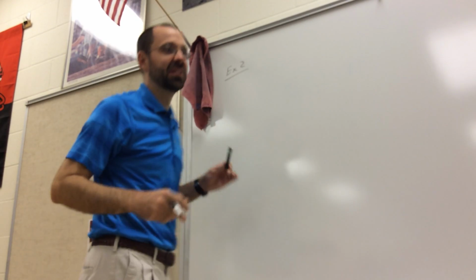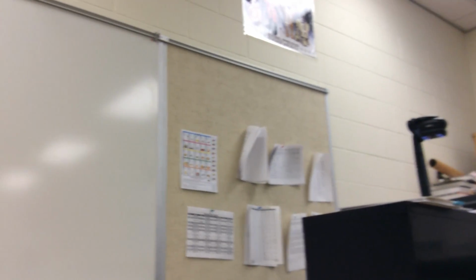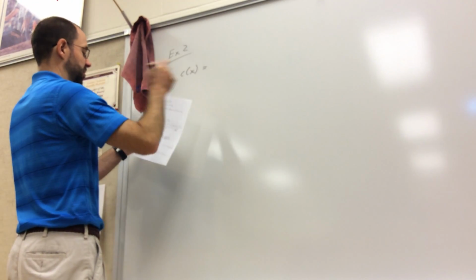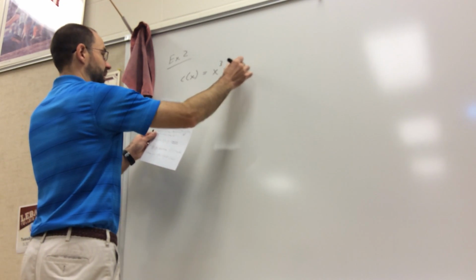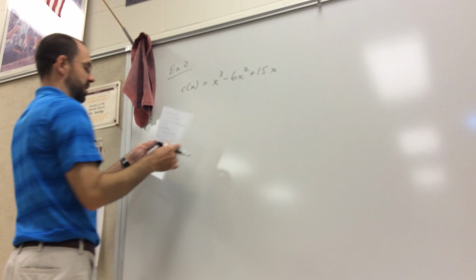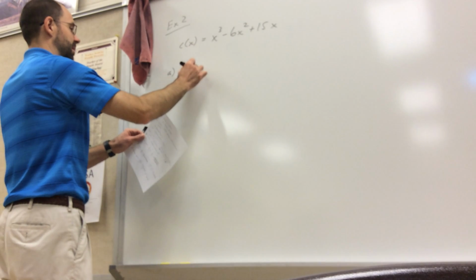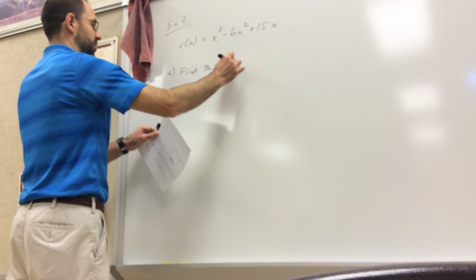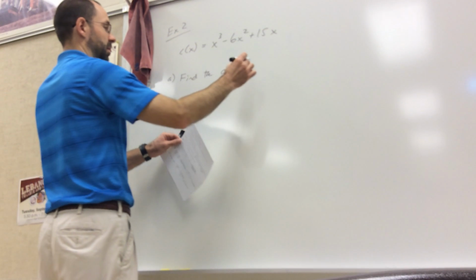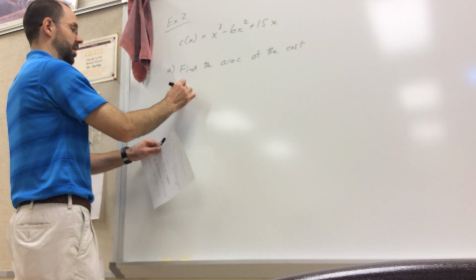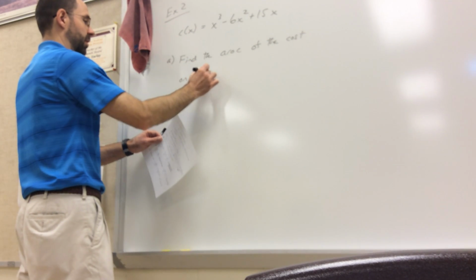All right, here's example 2. So in example 2, we're going to have another cost function, c of x. Well, it's the same cost function as we had in part A, x cubed minus 6x squared plus 15x. And for part A, we're going to find the average rate of change of the cost on the interval 1, 3.